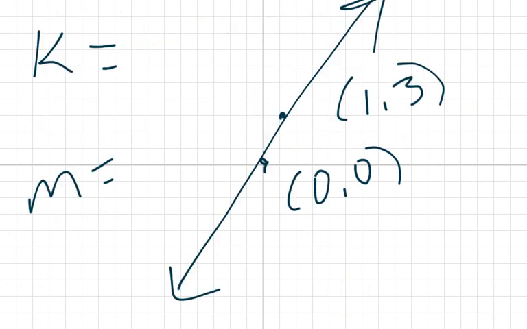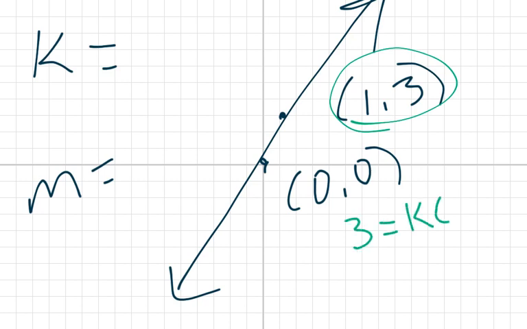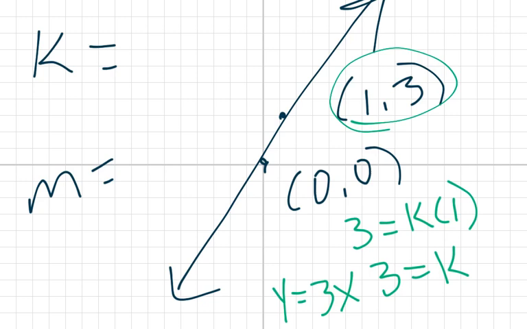If you used your first point here, you would say 3 is equal to k times 1, divide by 1, and 3 is equal to k. So y is equal to 3x is your equation. Your constant of variation is 3. If you do your rise over run, you go up 3 and over 1, your slope is 3.